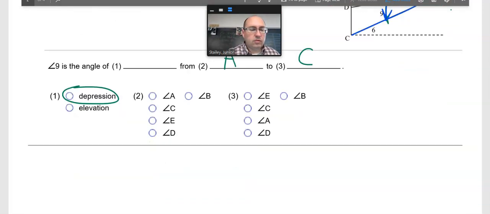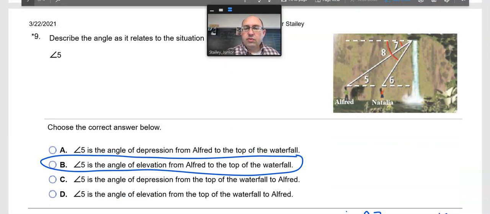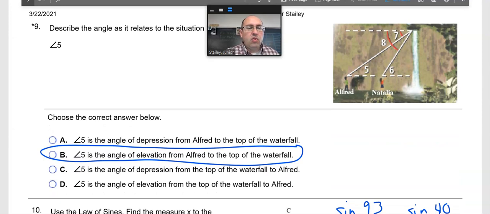Next. All right, so angle 5. Angle 5 is measuring up, so that's got to be an angle of elevation from Alfred to the top of the waterfall.